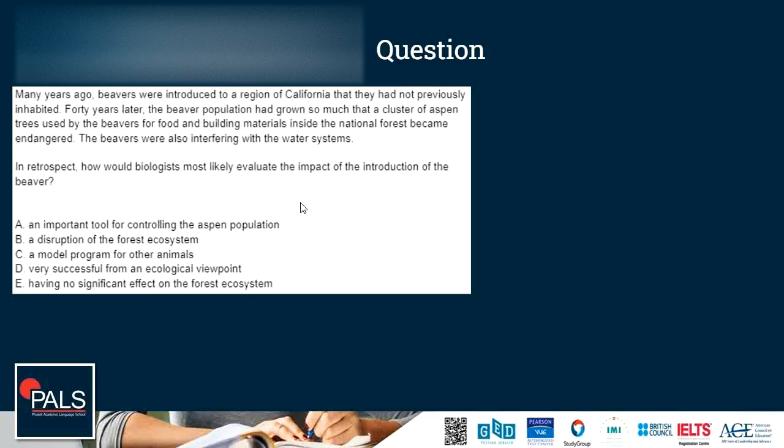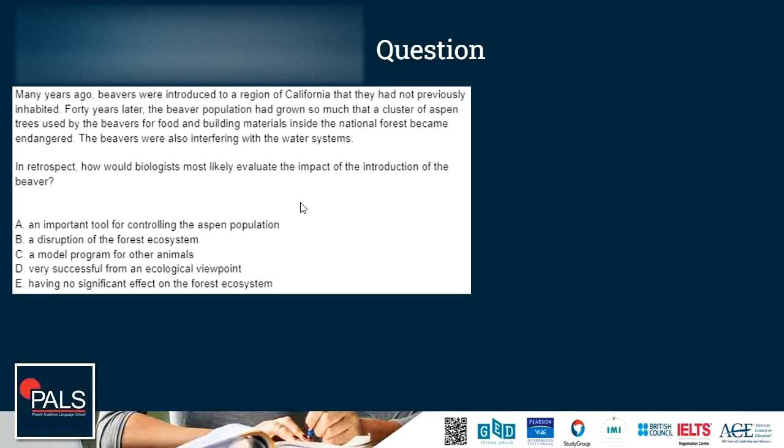Many years ago, beavers were introduced to a region of California that they had not previously inhabited. 40 years later, the beaver population had grown so much that a cluster of aspen trees used by the beavers for food and building materials inside the national forest became endangered. The beavers were also interfering with the water systems. In retrospect, how would biologists most likely evaluate the impact of the introduction of the beaver?